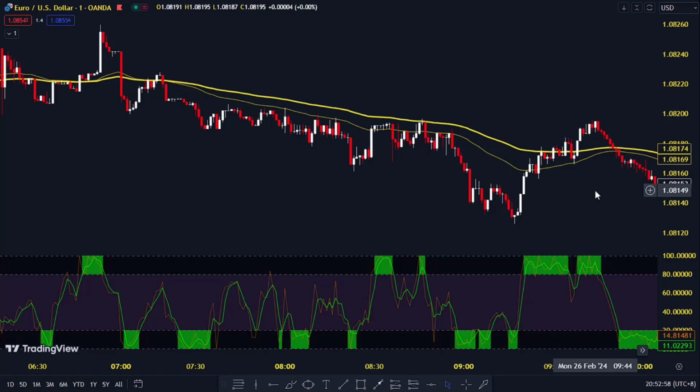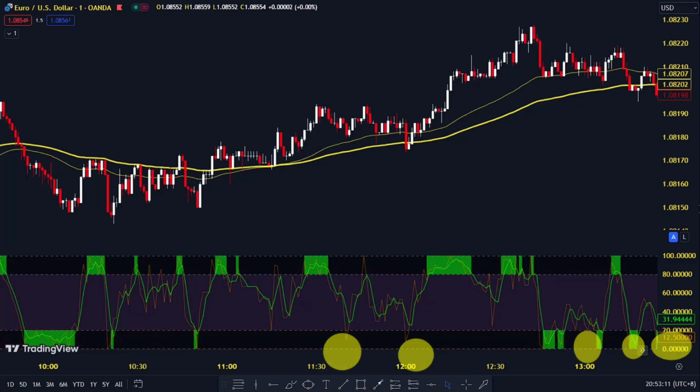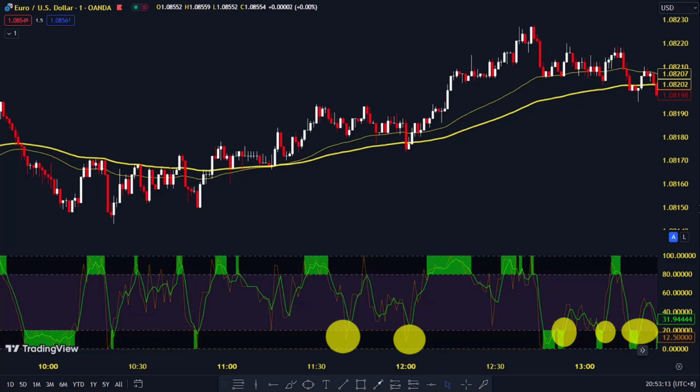Now onto our stochastic oscillator. Instead of the traditional version, we're using a tweaked version for better accuracy. Once we have our golden cross confirmation, we wait for the price to dip into oversold territory on the stochastic, then bounce back up, crossing above a certain threshold. This serves as our confirmation for a long trade.